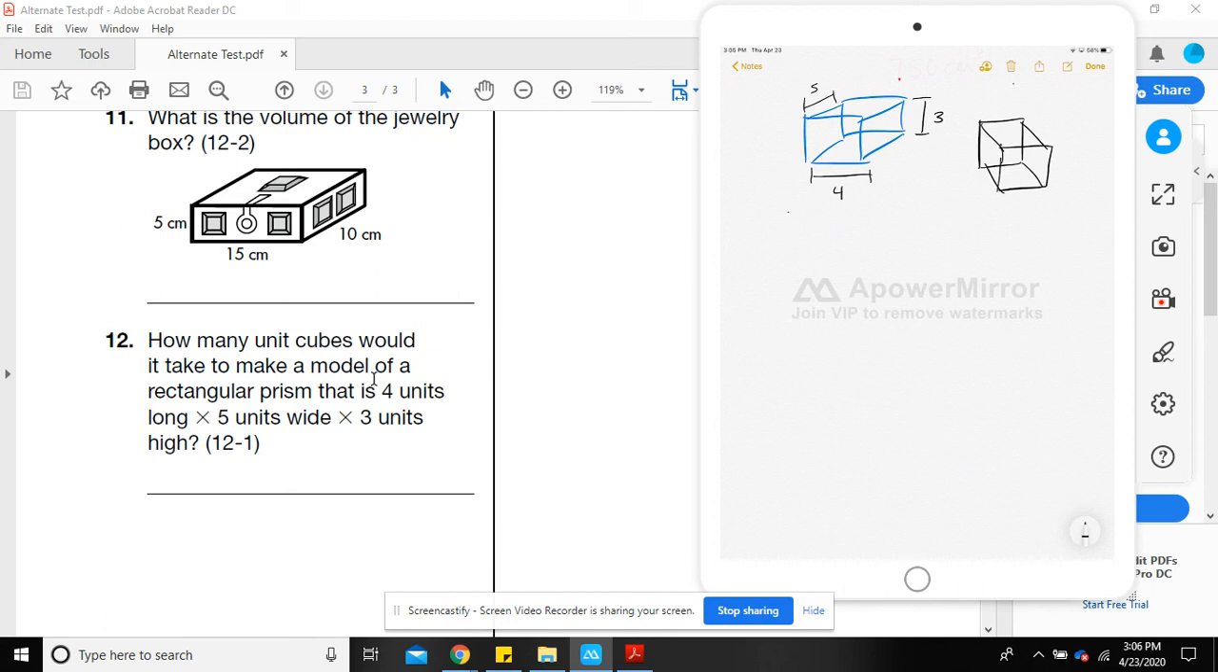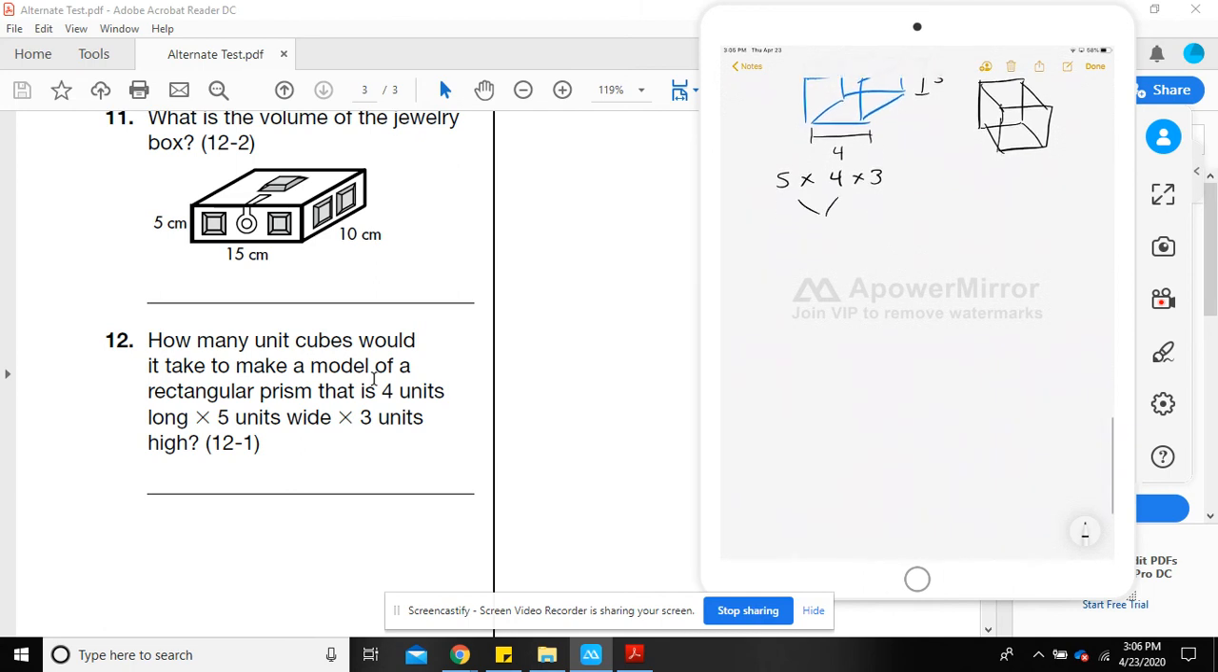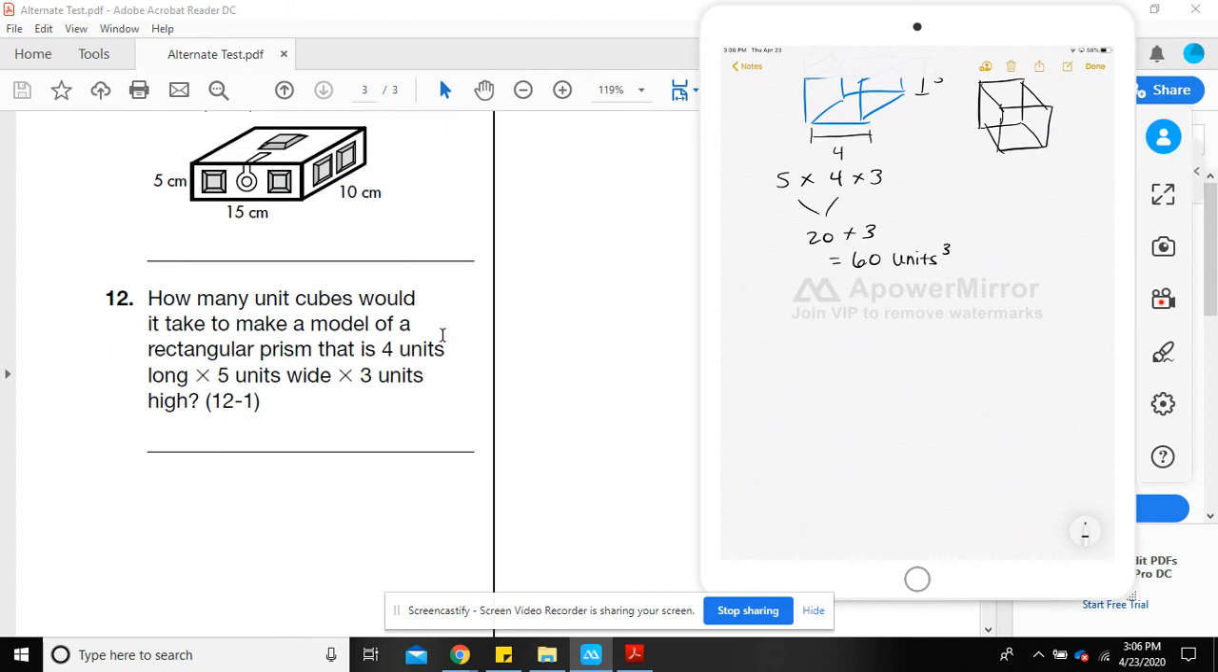Okay, so I have my 5 times my 4 times my 3. I know that 5 times 4 is 20. I got to multiply 3 more. So that gives me 60. And this is saying how many units cubed would it make? Okay, so I'm not sure what the unit is exactly. So we'll just say units cubed. Because we're not sure if it's feet, if it's inches, if it's centimeters. So we're just going to say 60 units cubed.